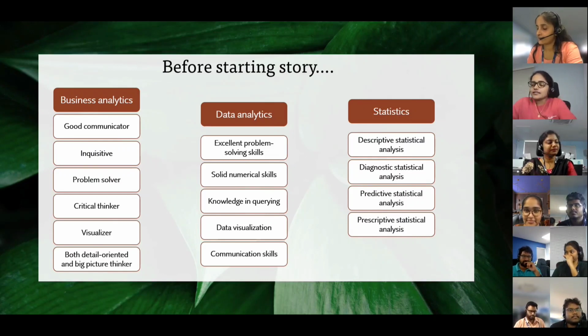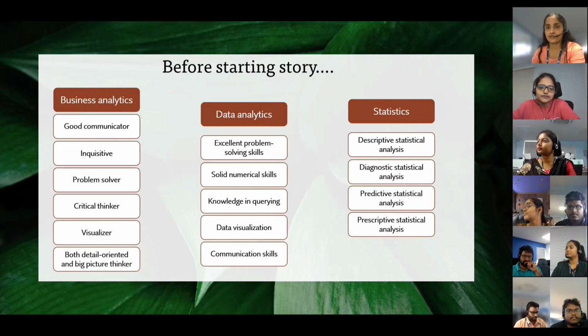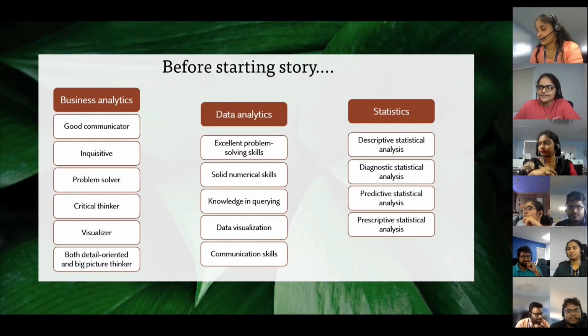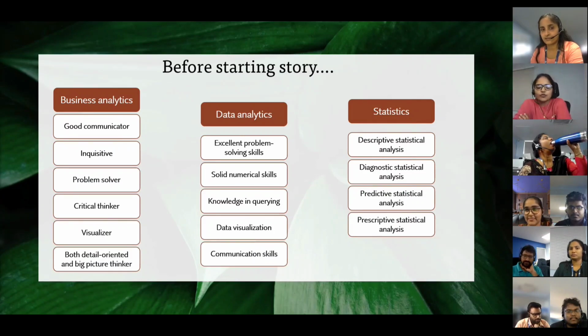Okay. These are the skills for data analytics. Can anyone read it out? Divya. Excellent problem solving skills, solid numerical skills, knowledge in querying, data visualization, communication skills. Thanks, Divya. What is excellent problem solving skills?